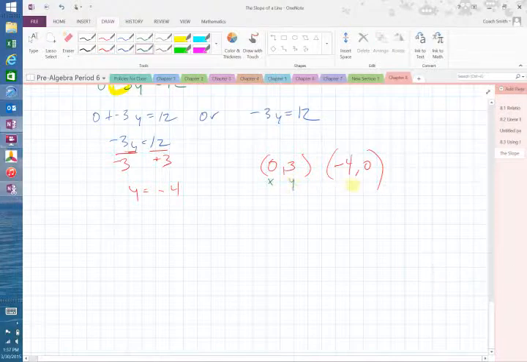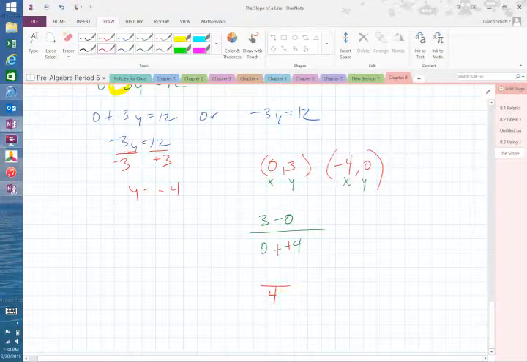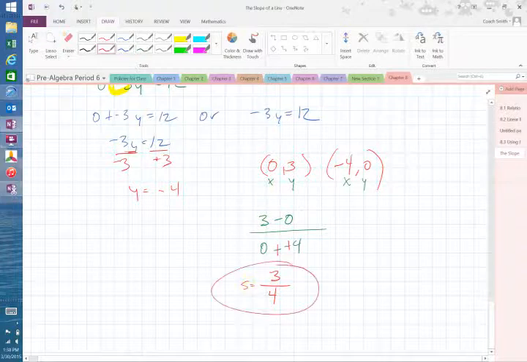There's your x, there's your y. And so you do this. 0 minus negative 4. Whoops, nope. I pulled a student. 3 minus 0. And 0 minus negative 4. So that's plus, plus. So that's 4 on bottom. 3 minus 0 on top is what? 3. 3 minus 0 is 3. So your slope is equal to 3 over 4. Okay? So that's how you do those.